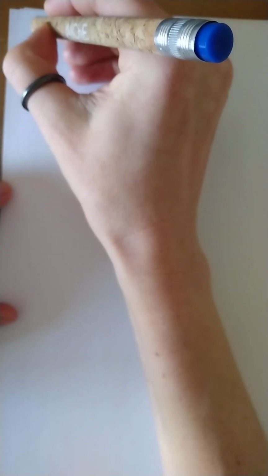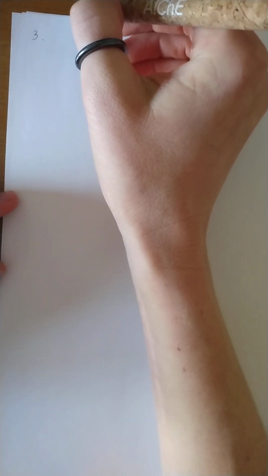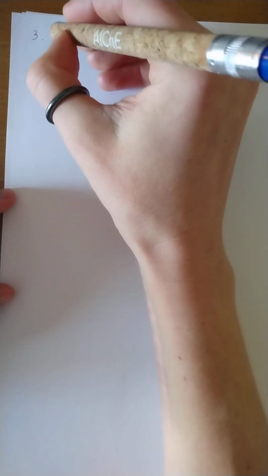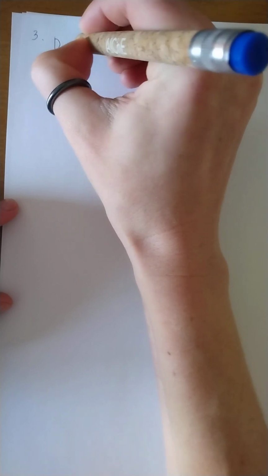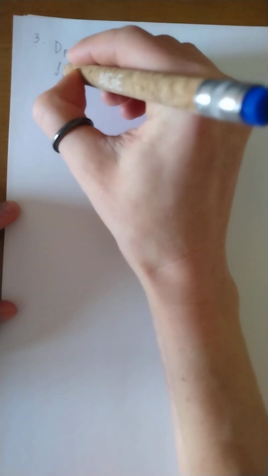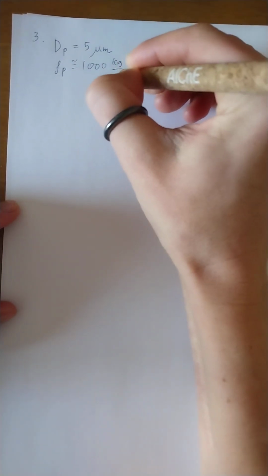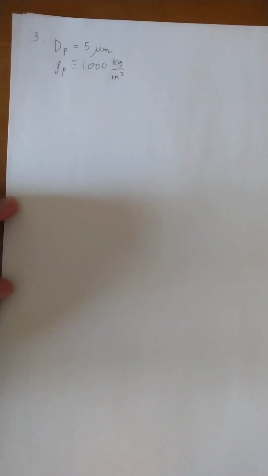Okay, I'm going to do the third problem from our review activity now. In this problem, we have a 5 micron water droplet. If it's water, we already know its density is about 1,000 kilograms per cubic meter. And this water droplet is released in stationary air and allowed to accelerate from rest under the influence of gravity.